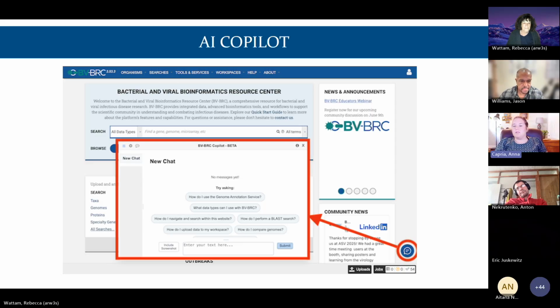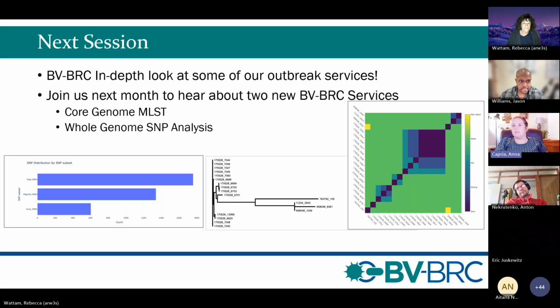And on the next slide, you'll see about our next session. So next month, we'll be talking about our outbreak services. So the BVBRC will be leading the next Tools for Tomorrow webinar. And so you'll hear about our core genome MLST service and our whole genome SNP analysis. And you can see some visualizations of that on this slide.